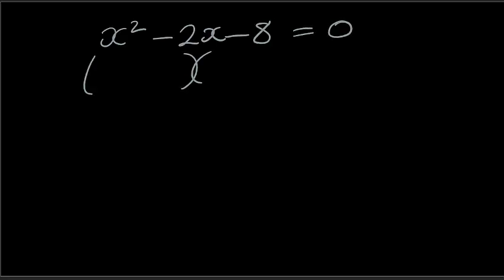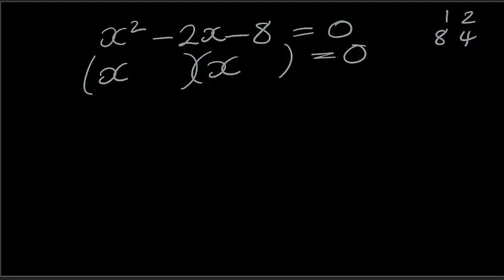Let's factorize. Equals 0. We've got x and x. Factors of 8 is going to be 1 and 8, 2 and 4. Now, 1 and 8 either give me 9 or 7. 2 and 4 give me 6 and 2. I want 2. So we're going to use 2 and 4. To get minus 2, I'm going to say minus 4 plus 2 equals minus 2.